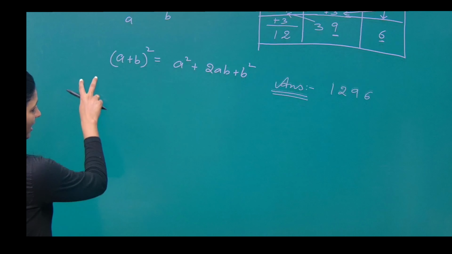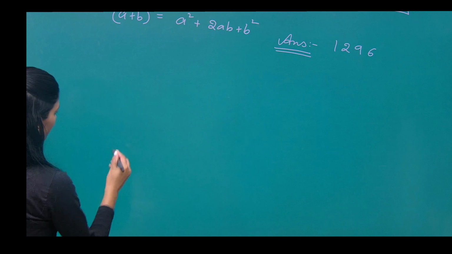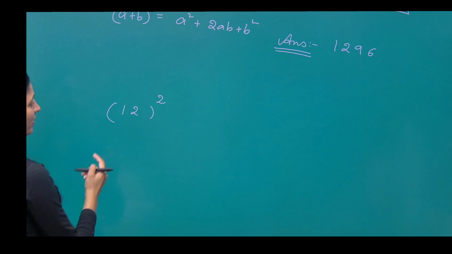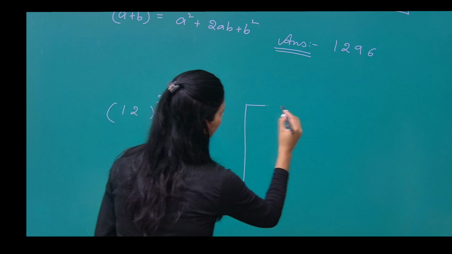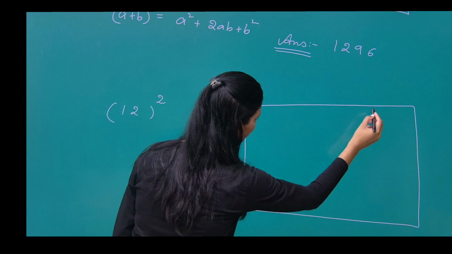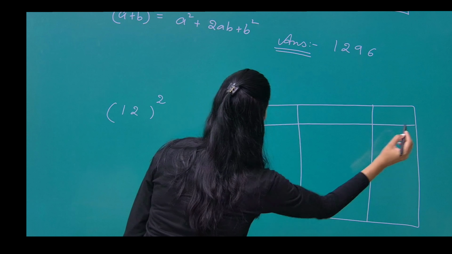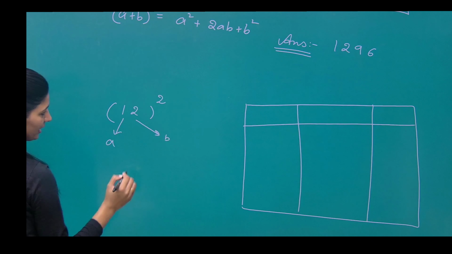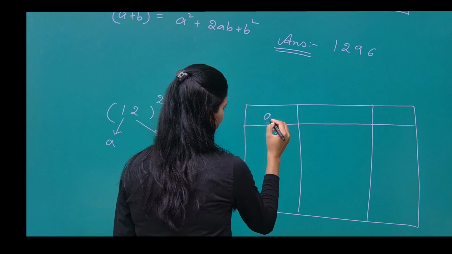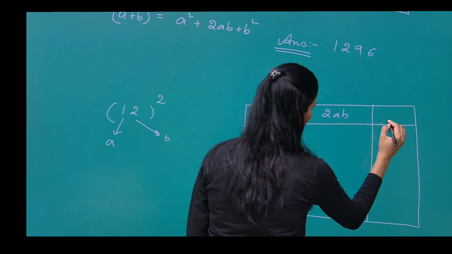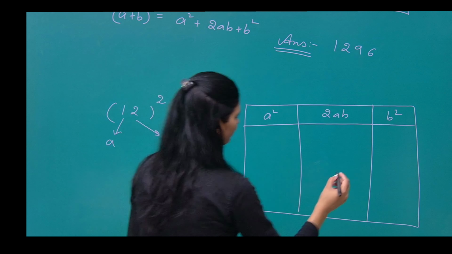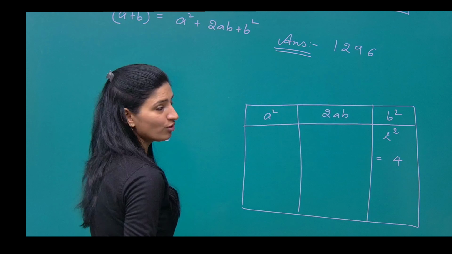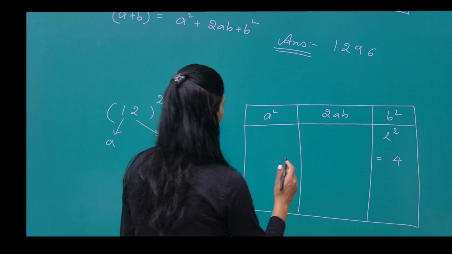Let's try to understand this again with one more example. Let's take one more 2-digit number, which is 12. Now to find out the square of 12, we will form 3 columns. Now in 12, this 2 is our B and 1 is our A. So our columns are A square, 2AB and B square. So let's find out the value of B square, which is 2 square. We will get 4. Now because 4 is just one digit number, we don't have to do anything here.